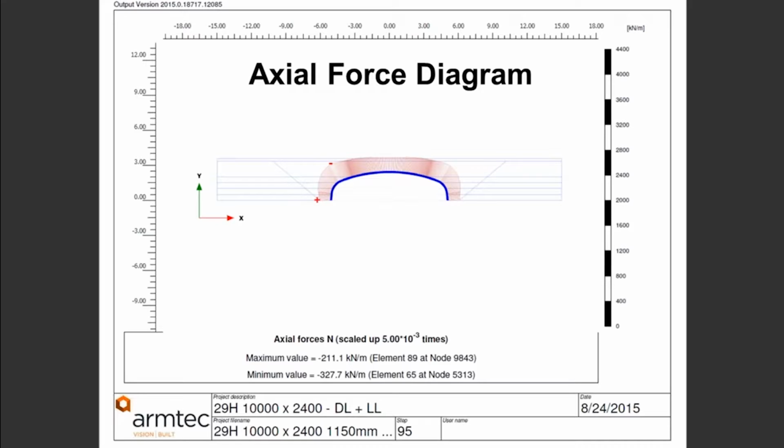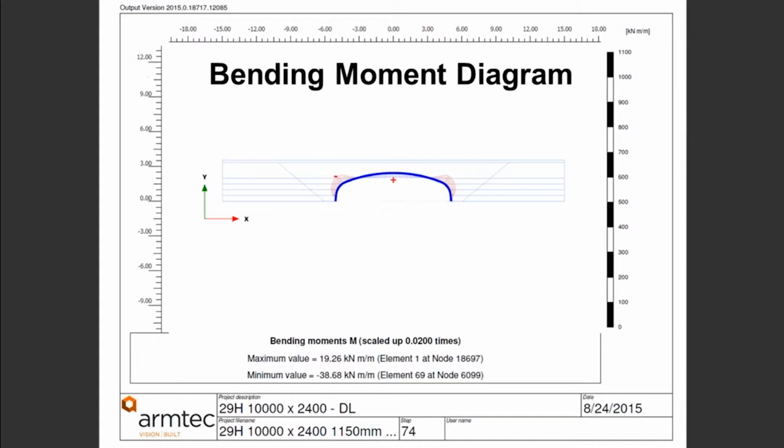So the first one I'm showing here is an example of an axial force diagram for a modeled deep corrugated structural steel box, which clearly shows the effects of axial loads generated by the applied loads. A bending moment diagram of the same structure shows the positive and negative moments at the crown and haunch, which is what you would expect of a frame-like structure.